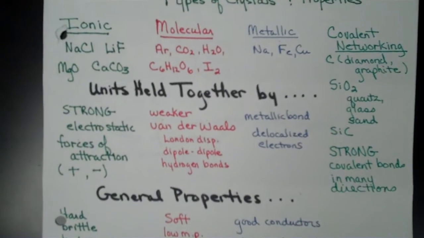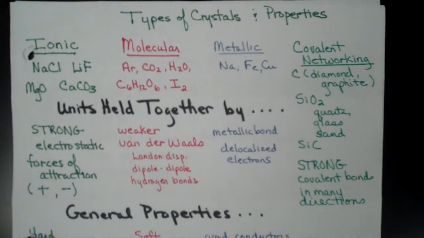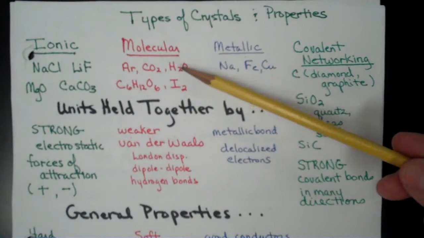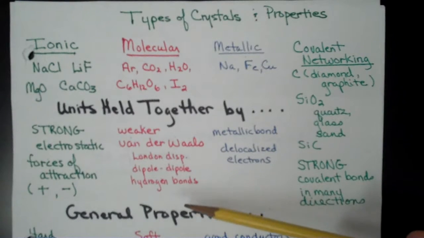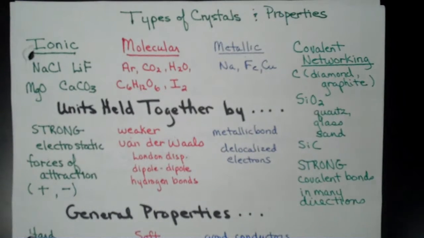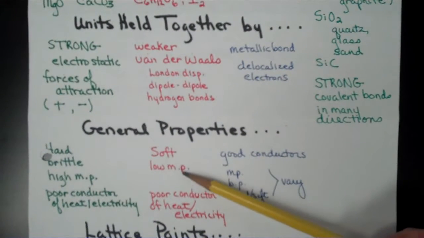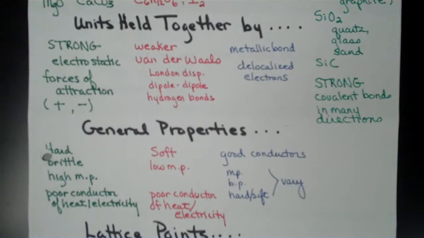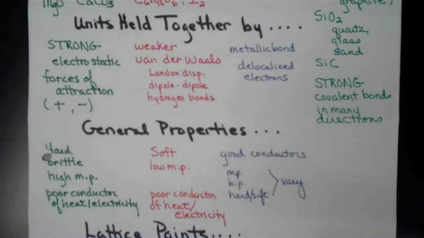Now, if we look at our molecular crystals, going back, our molecular crystals are going to be things like water and carbon dioxide, held together by these weaker van der Waals forces of attraction. So in contrast to the ionic crystals, these are going to have lower melting points, and they're going to be softer. They're going to be poor conductors. We'll talk about conducting of these compounds in greater detail later.